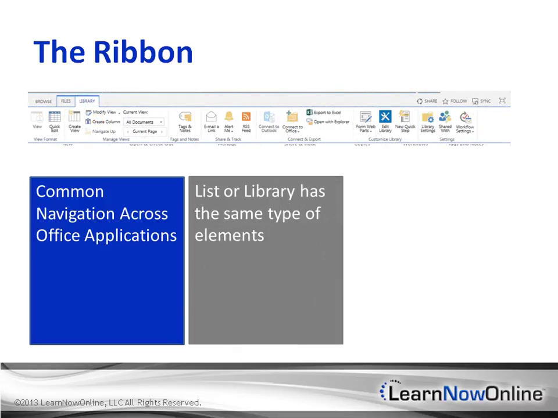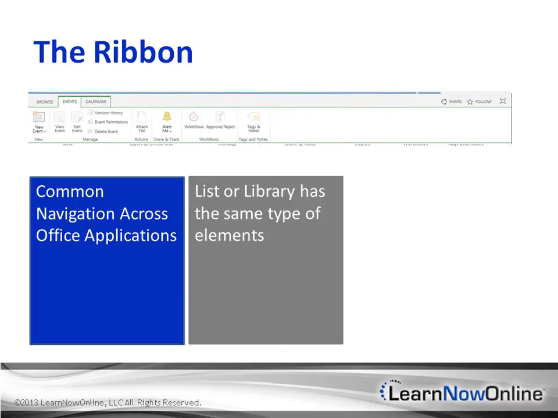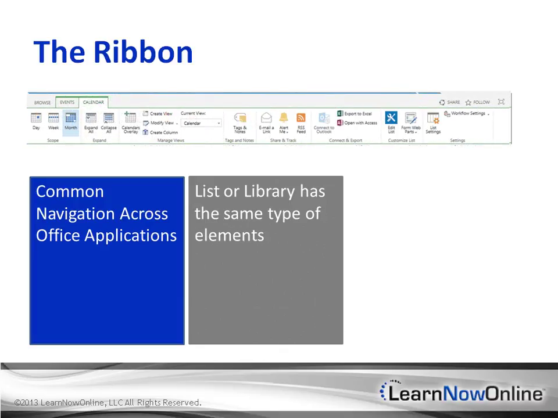Also, a good thing is that this ribbon is used the same way across lists and libraries, those rooms that are in your house of a SharePoint site. Again, the tabs: an individual tab that's focused on an item, in this case an event, and then an individual tab that's focused on the entire room, or in this case a calendar.